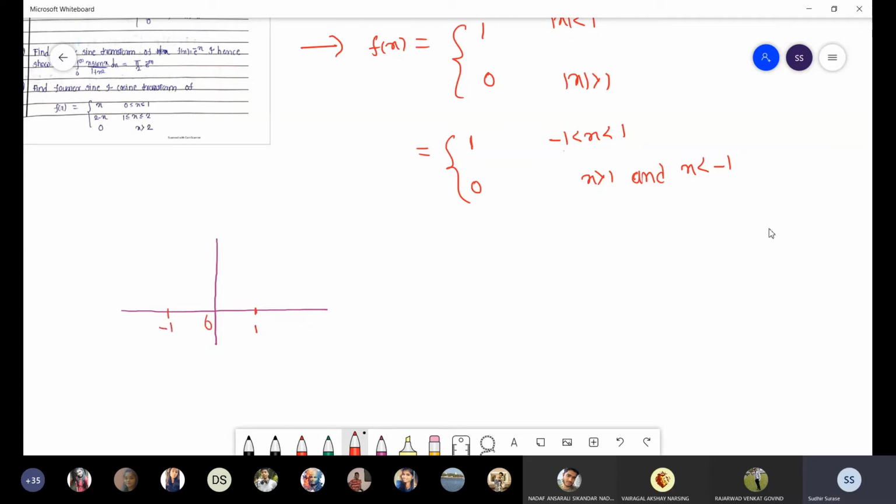And now if I draw the graph, 1 unit in the interval -1 to 1 is a horizontal line, parallel to the x-axis. Suppose 1 unit is here, and then we have this line from -1 to 1, where the given function has the value 1. For x bigger than 1 and less than -1, the value is 0. So the graph of that function looks like this: from minus infinity to -1 it is 0, then from -1 to 1 the value is 1, and then from 1 to infinity it is 0.